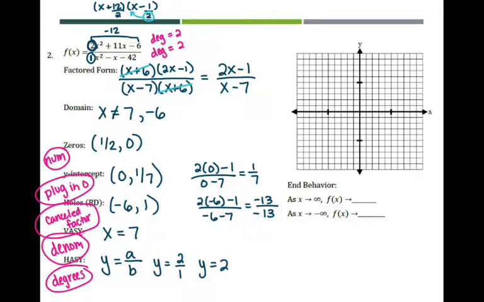Okay. There are other scenarios, like if your degree on top is smaller, then your horizontal asymptote would be y equals 0.